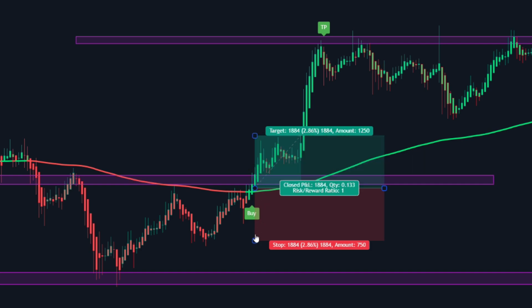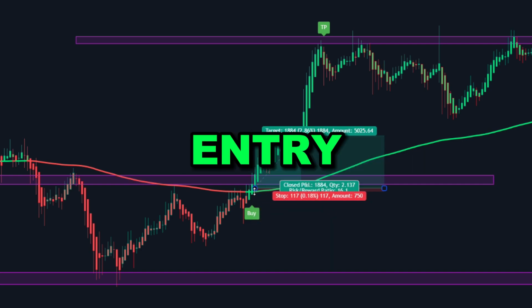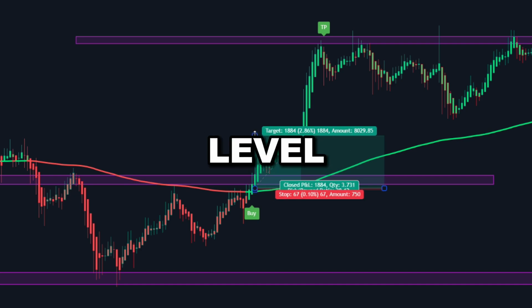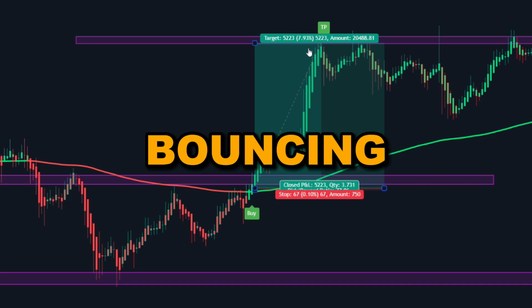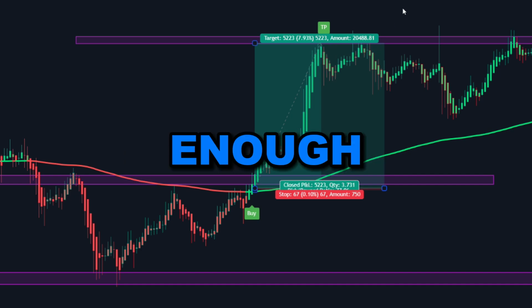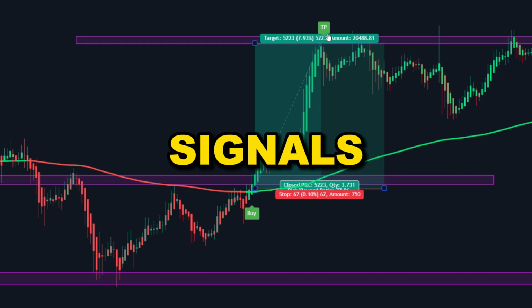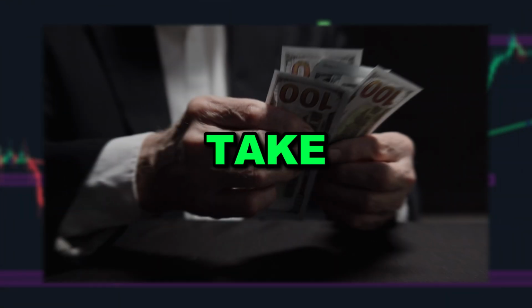We pull our stop loss up to our entry point and our take profit level to our second resistance zone. Now, when the indicator sees the chart bouncing off the resistance without creating enough momentum to keep rising, it signals us to exit our position and take profit.